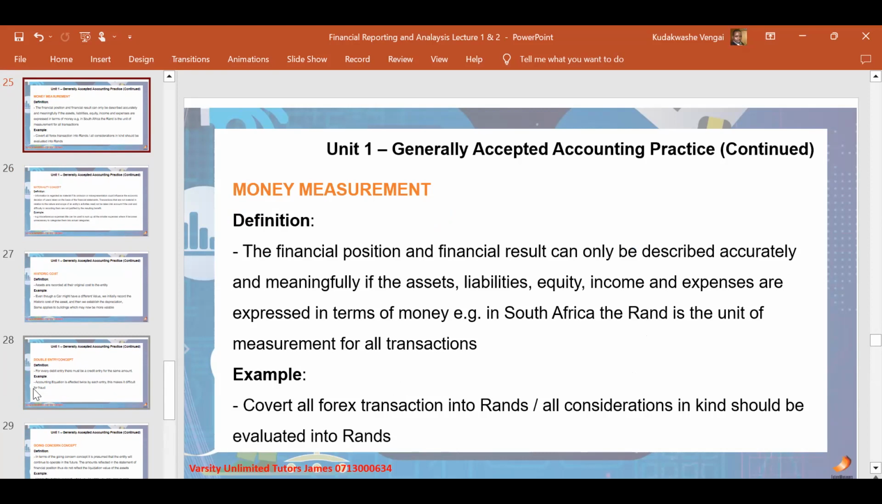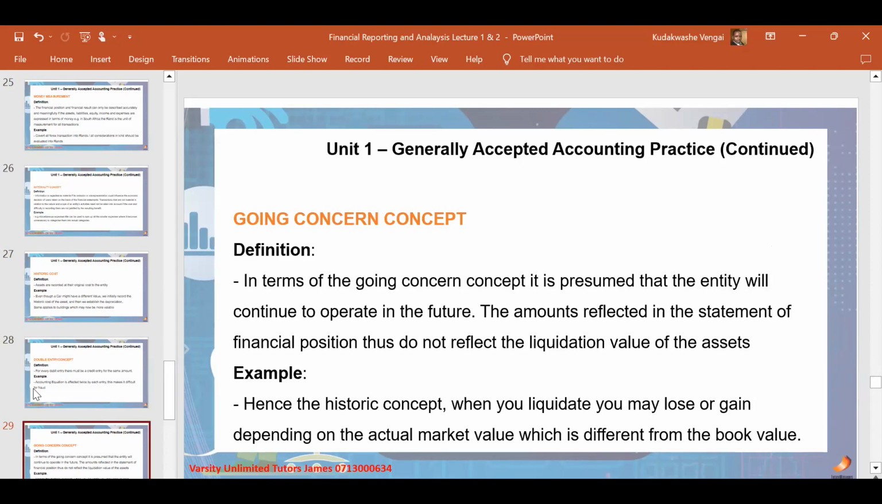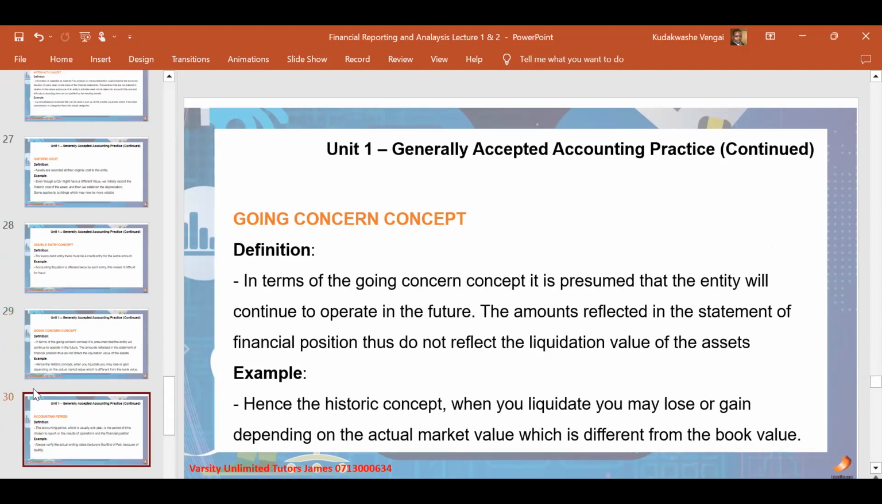Because you're going to have separate classes for that. But for the other guys who are just doing financial reporting and analysis, straightforward. What we've just done right now is exactly what you need to know. Then you are going to apply these concepts. When we start doing the financial statements, you're going to apply these various concepts. Are there any questions on the concepts?